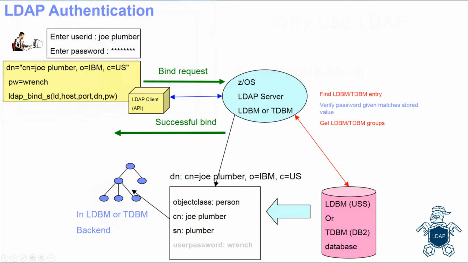Authentication: a user's entry contains a password attribute which is used when a user binds to an LDAP server. The server uses the supplied DN to find the entry and compare the password in the entry with the password supplied on the bind request. Applications can leverage LDAP's authentication rather than creating their own credentials repository. LDAP also supports certificate and Kerberos binds.